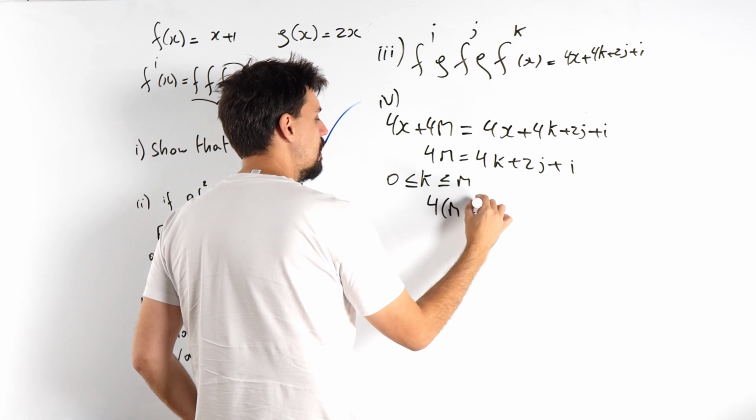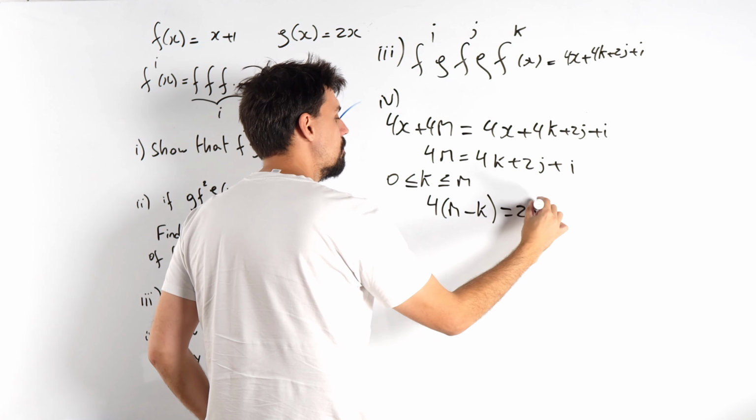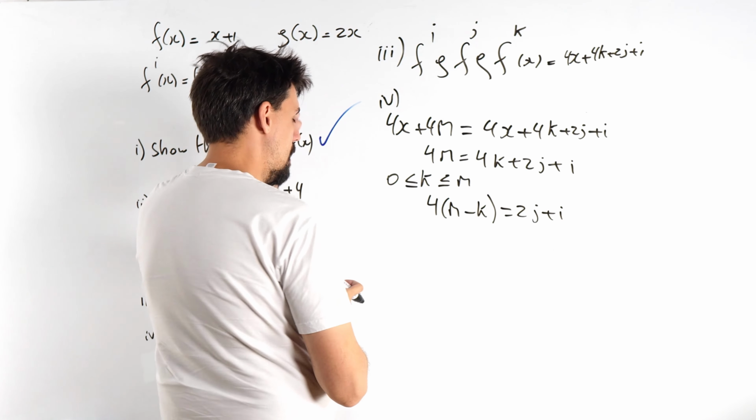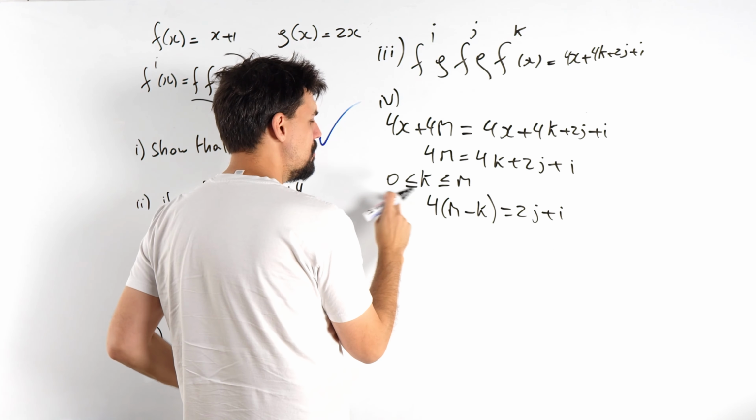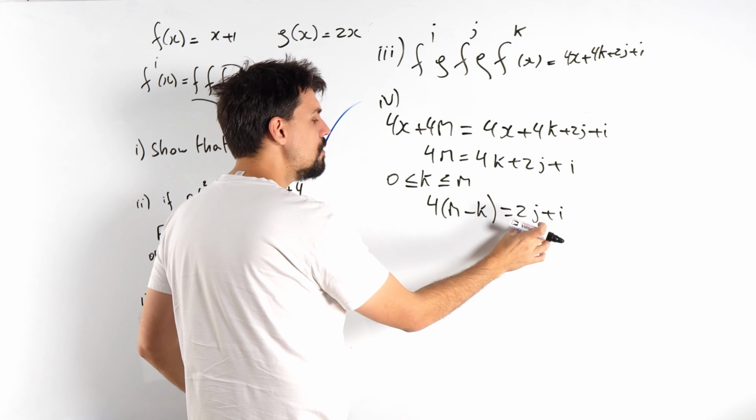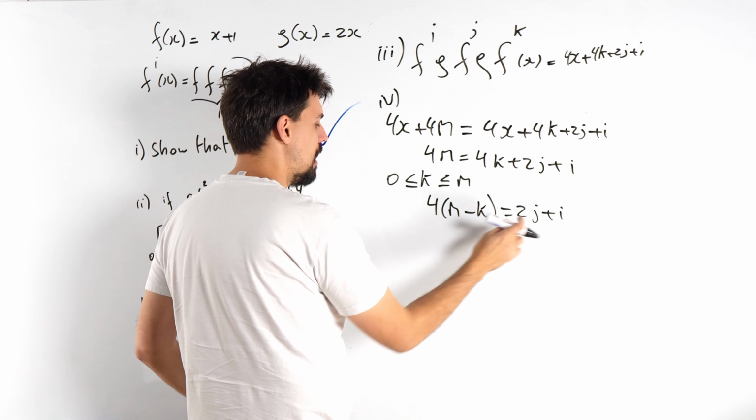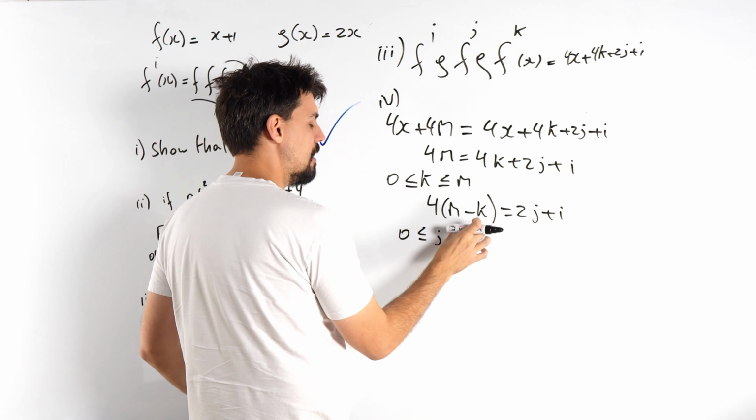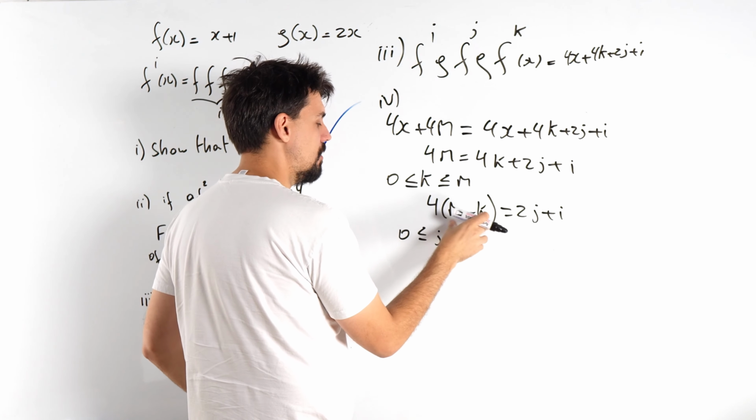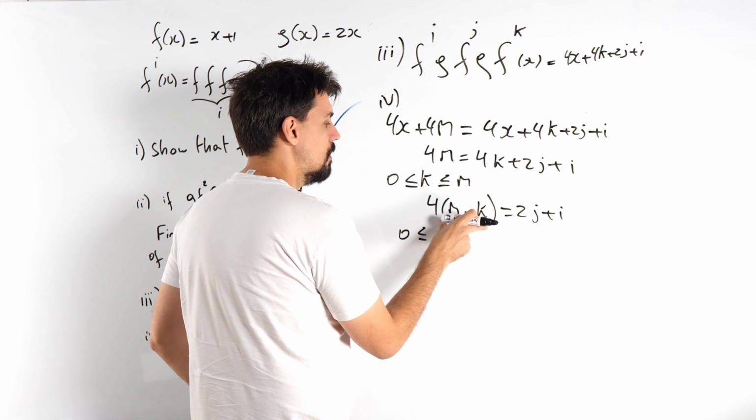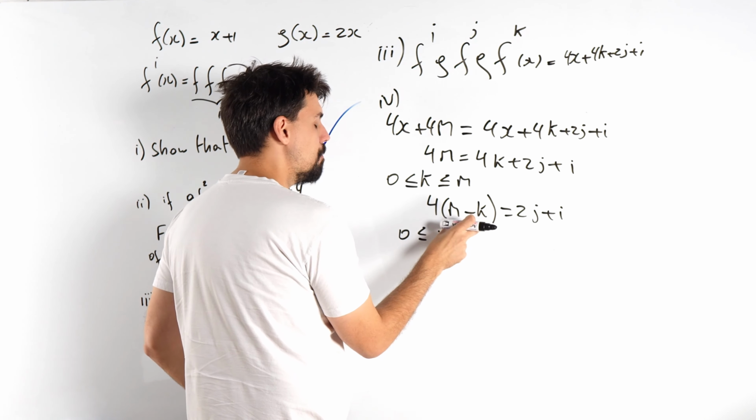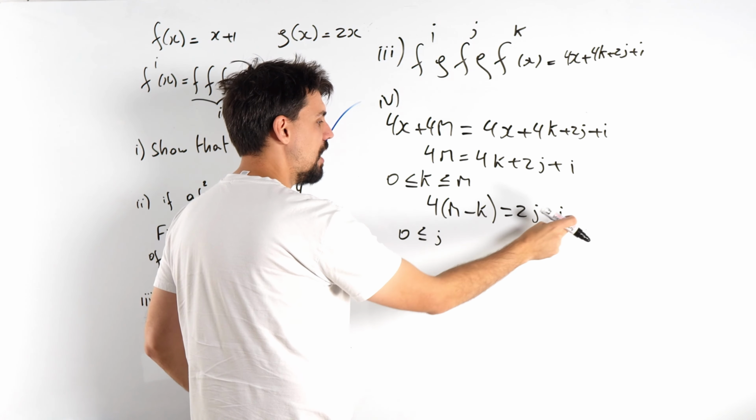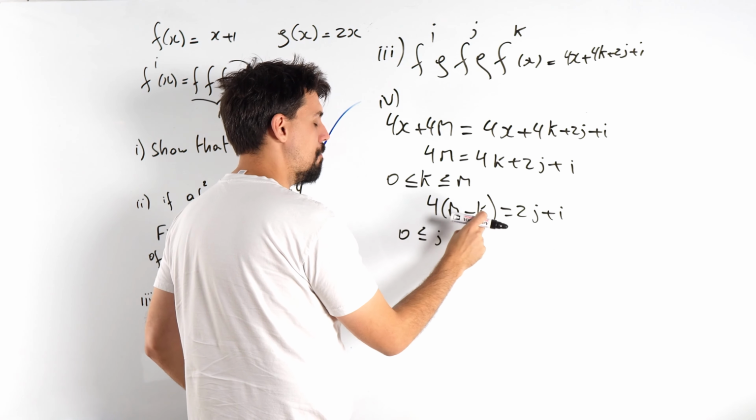So if I bring the k over to the left-hand side, let's look at j. Now once I've chosen k, what's the smallest that j can be? Well, the smallest j can be is 0, right? Once I've chosen k, this number is fixed. I know m, I know k. The smallest j can be is 0, in which case I would have to be 4 times m minus k.